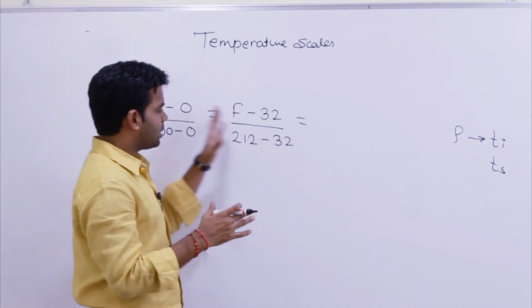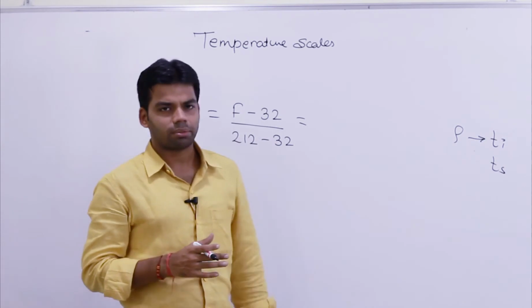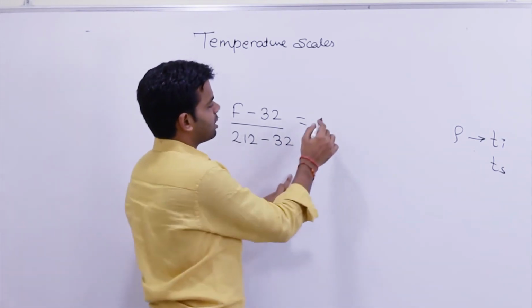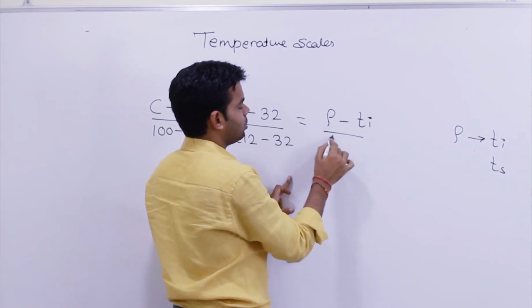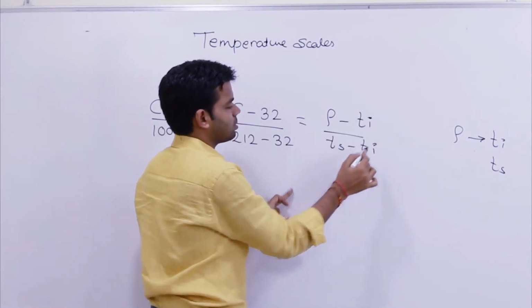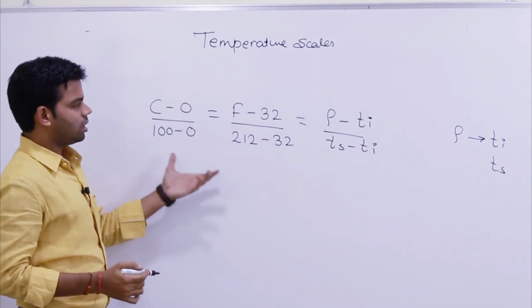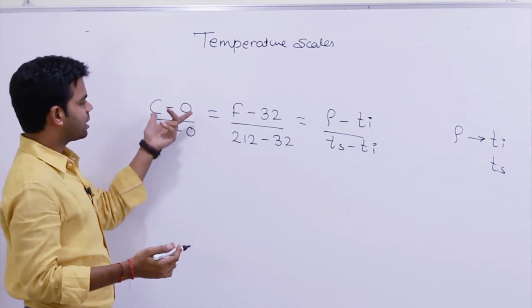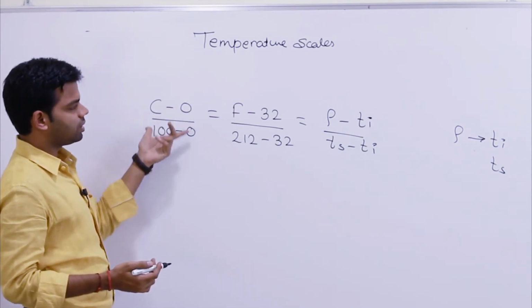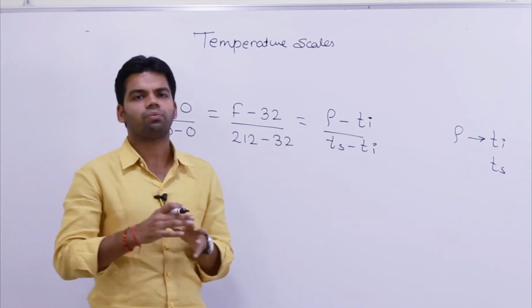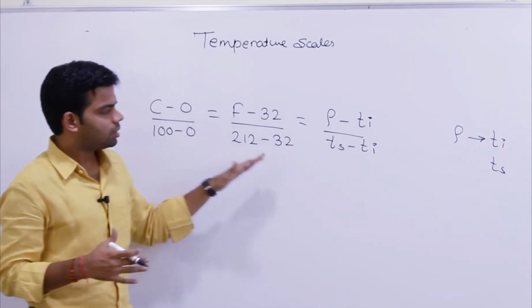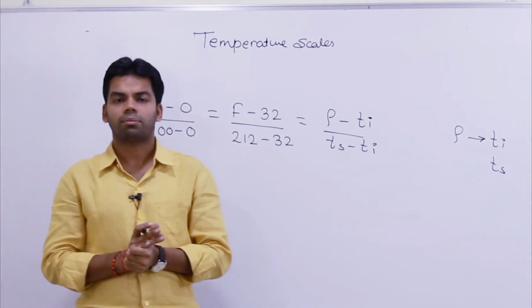Then you can convert any temperature in that particular temperature scale. How? This will be equal to rho, which is a new temperature scale, minus T ice upon T steam minus T ice. Likewise you can convert this. If you have, suppose, 50 degrees centigrade, you can put the value 50 here, and you can determine what the value will be in terms of rho. So from one scale to the other, you can convert the temperature by using these temperature scales.